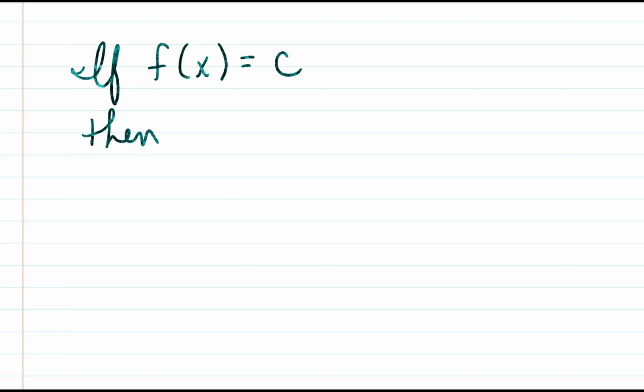Next come two basic formulas for differentiation. The first one says that if f of x is equal to c, if our function is equal to a constant, then let's find f prime of x. Take the derivative of that function. The derivative of any constant is going to be 0. The derivative of a constant is always 0.